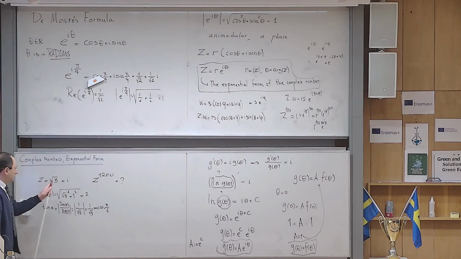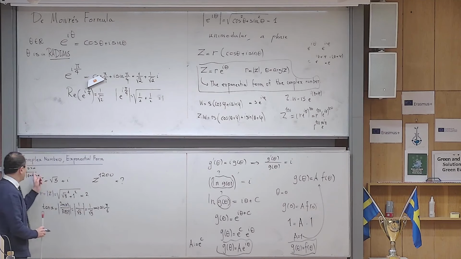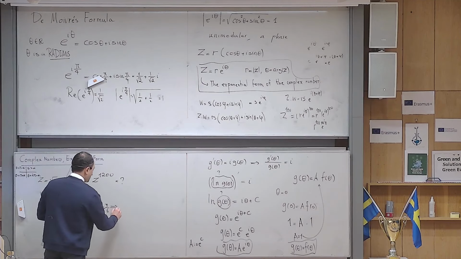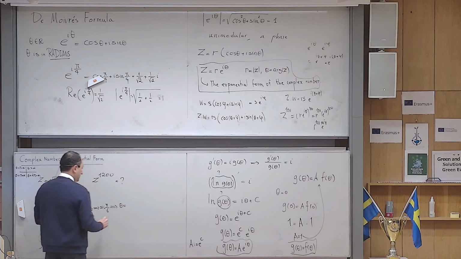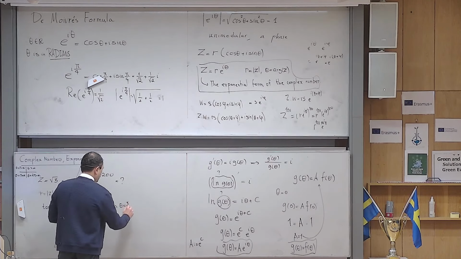But here, you remember this? In the first quadrant, theta is alpha. In the second quadrant, theta is pi minus alpha. In the third, theta is pi plus alpha, and in the fourth, theta is 2 pi minus alpha. Because both real and imaginary parts are positive, this is in the first quadrant, so alpha and theta are the same. Theta becomes pi over 6 as well.